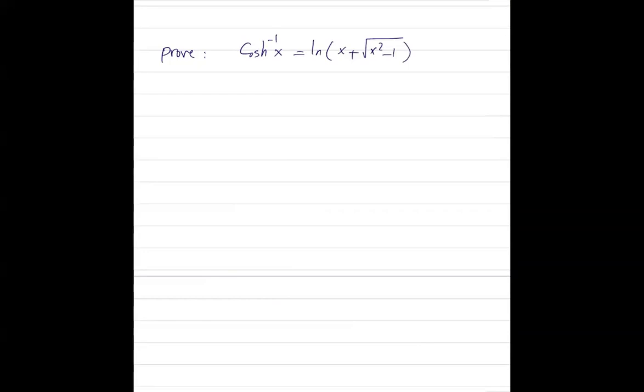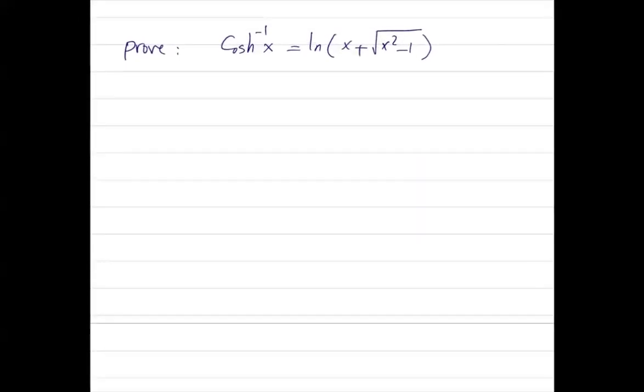Okay, let us begin. So suppose, let me use a different color, let y be inverse hyperbolic cosine of x. So what's the meaning of that? It means that y is equal to ln of x plus square root of x squared minus 1 eventually. We want to prove this part.